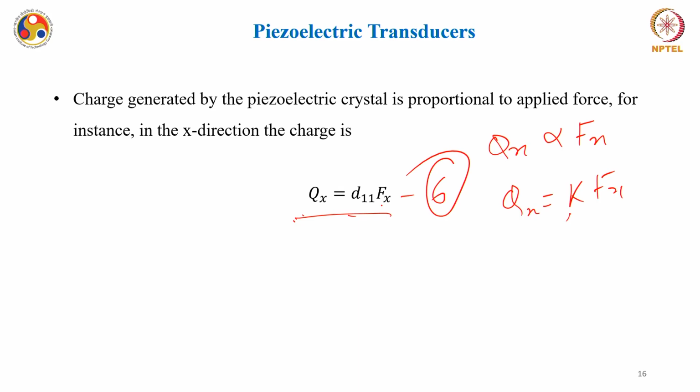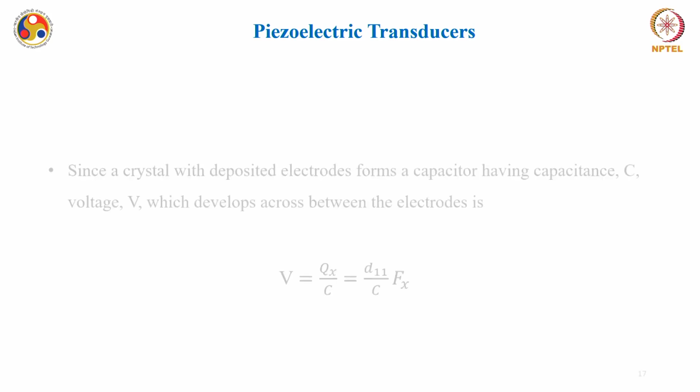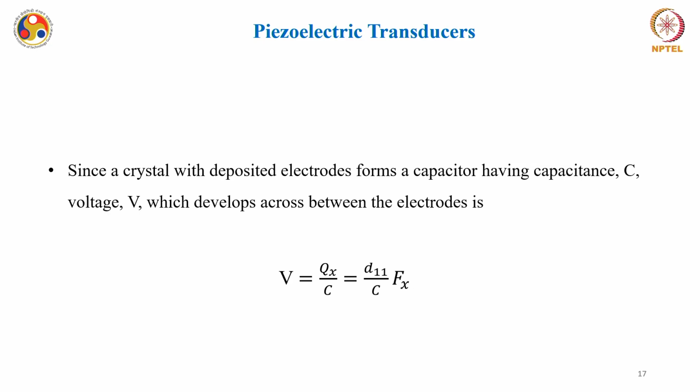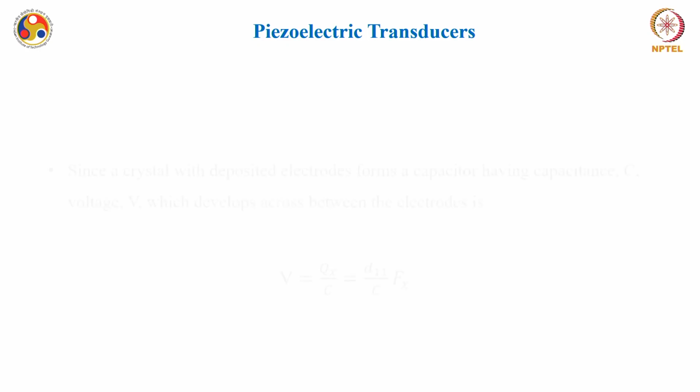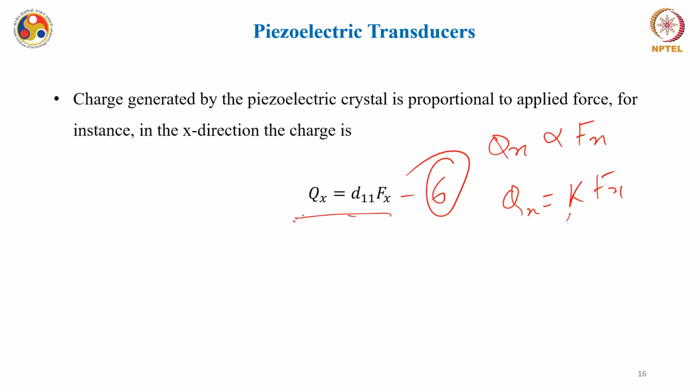Q is equal to D11 into Fx. Since a crystal with deposited electrodes forms a capacitor having capacitance C, the voltage V which develops across these two electrodes can be given as follows. We know that Q is equal to CV, so V will be equal to Q by C. Q we have calculated from equation 6.